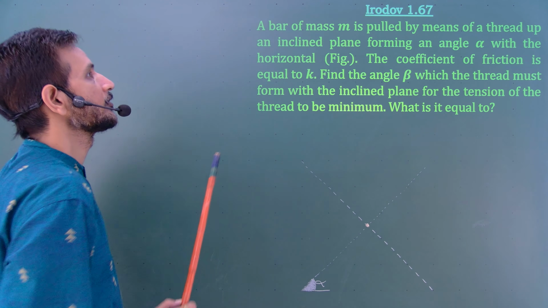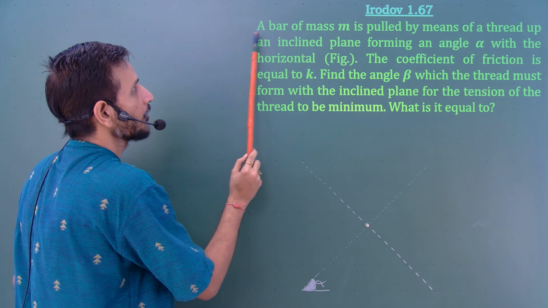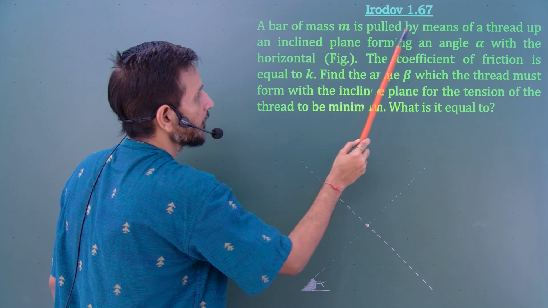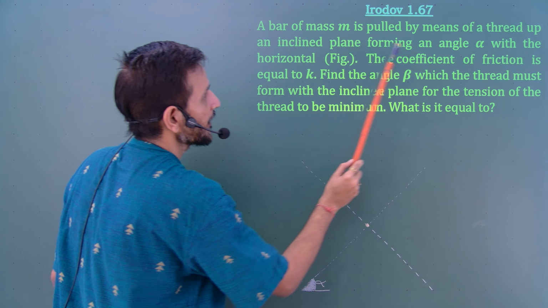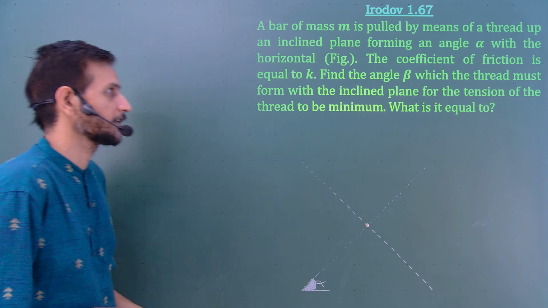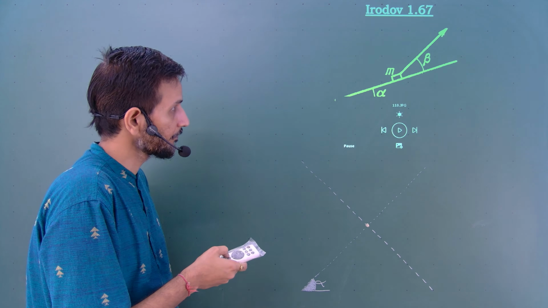Students, let us solve this problem of Irodov question number 1.67. A bar of mass m is pulled by means of a thread up an inclined plane forming an angle alpha with the horizontal. What is the question? This is the figure given in the question.